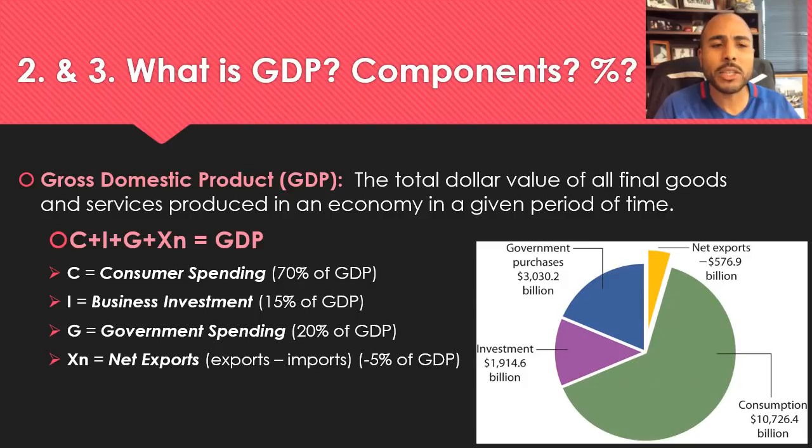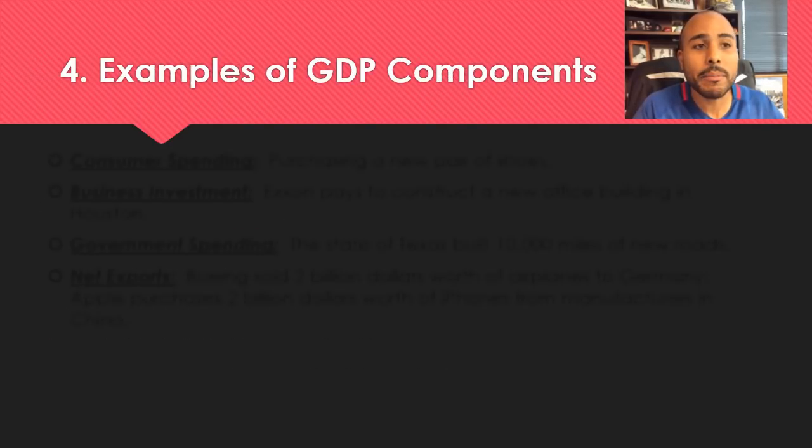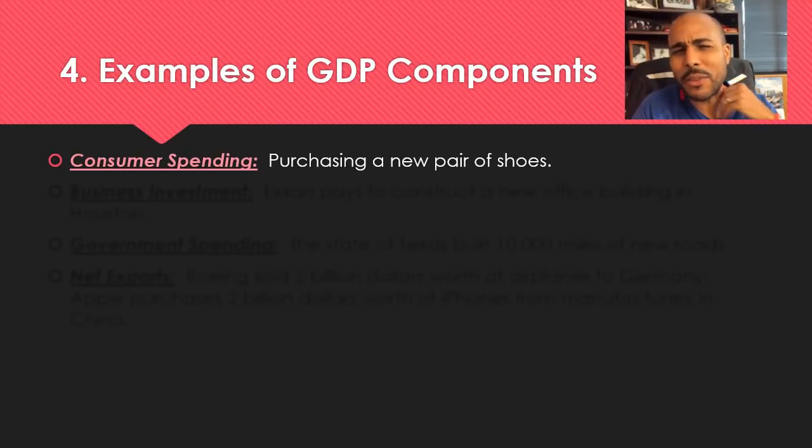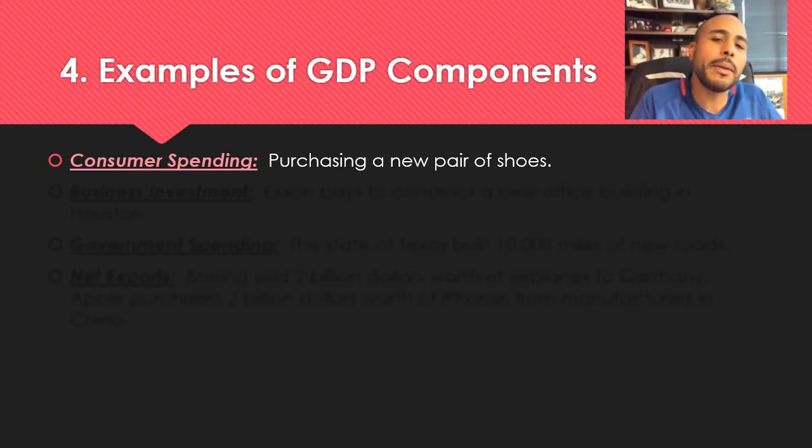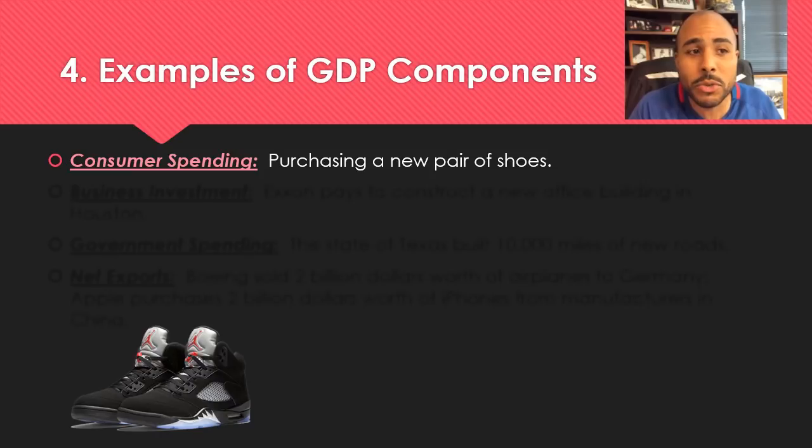Remember that consumer spending just means anything that we buy. So let's go ahead and talk about it. So I actually have a slide for this, so it makes sense that we just go to the slide that actually talks about it. Examples of the GDP components. So consumer spending means anything that's purchased by consumers like me and you. So if you go buy a new pair of shoes, that's a great example of consumer spending.